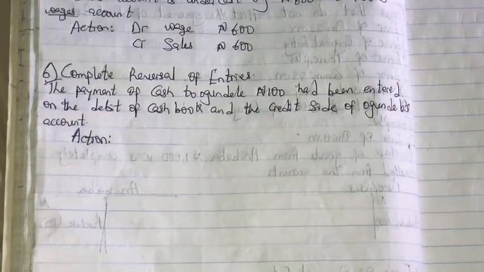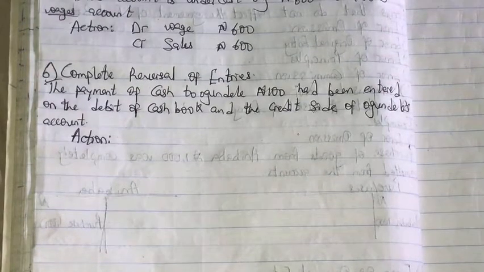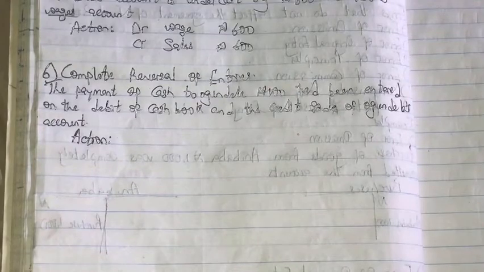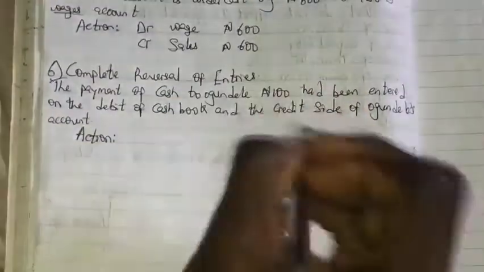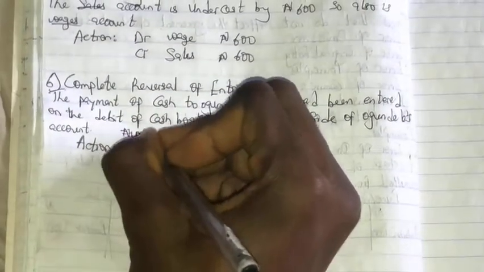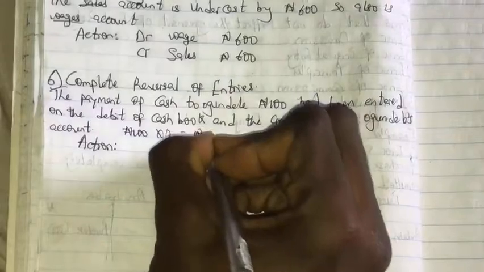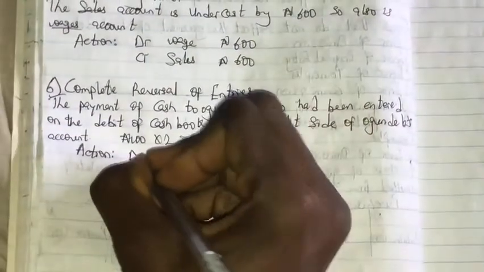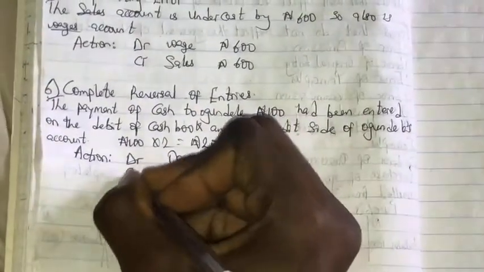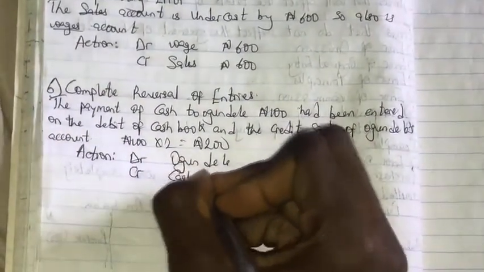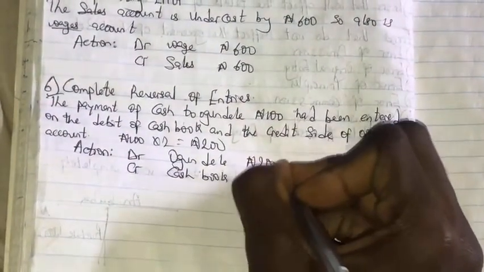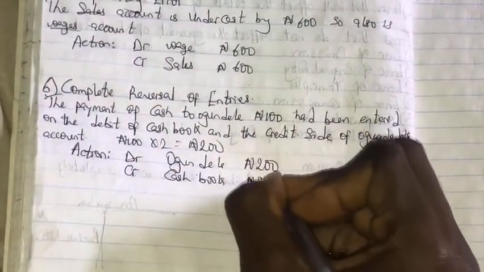For us to do that, because there's a mistake here, you multiply the 100 naira by 2 so that it can reflect. So it's a reversal, so you multiply it by 2. The first step is to multiply the 100 naira by 2, which is 200. So you have to debit Ogundele and you credit cash book by how much? 200 naira.